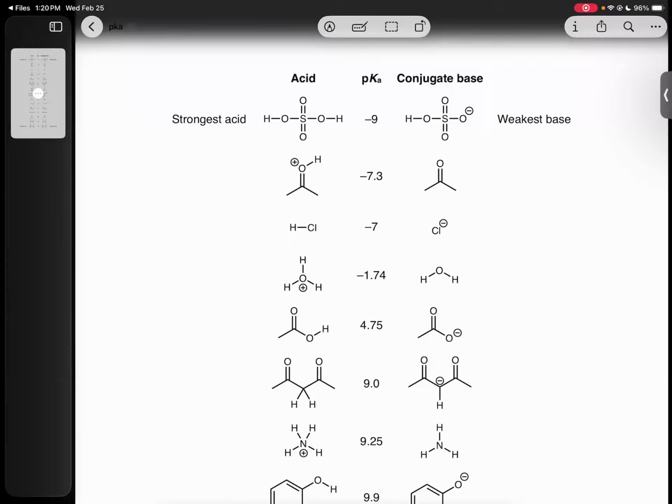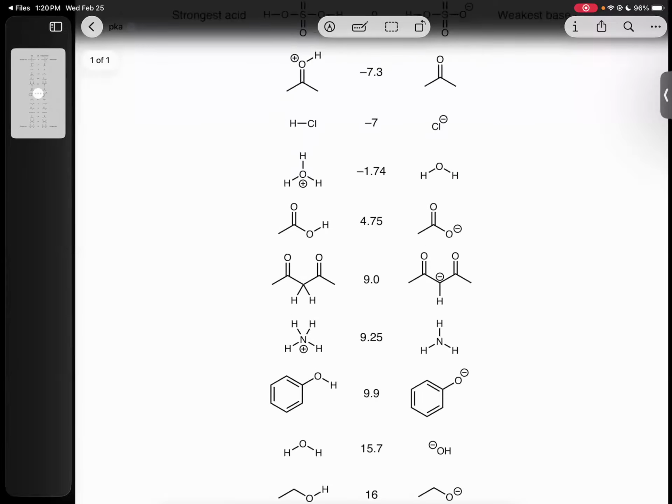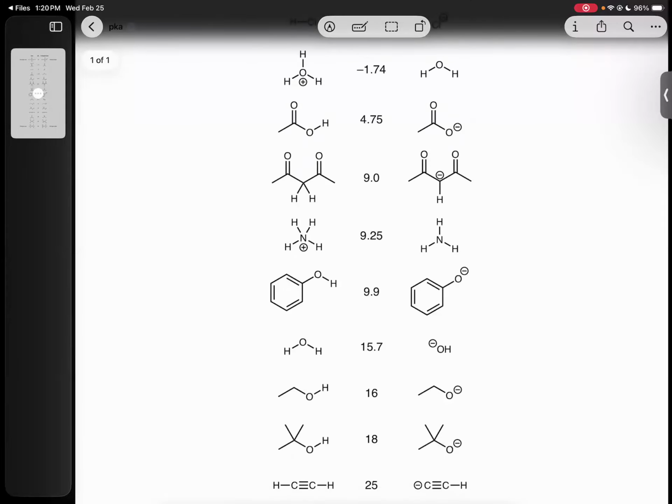This will be given to you on the exam, so you don't have to memorize it. Just become familiar with it. Okay, I'm still going to give it to you, but you should memorize one value, and that's water. Water is 15.7. And that's in comparison to alcohols like ethanol, which are 16. So water just below 16. If you remember anything, remember 15.7.